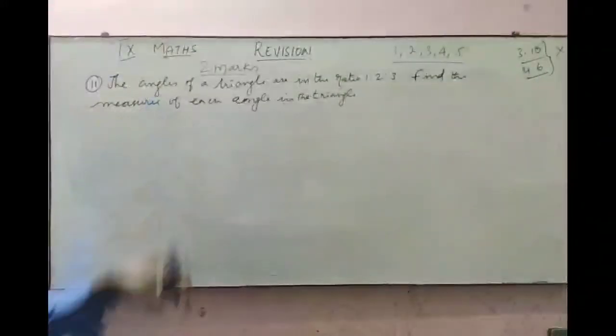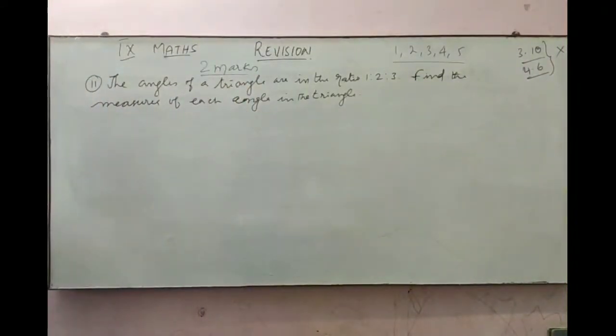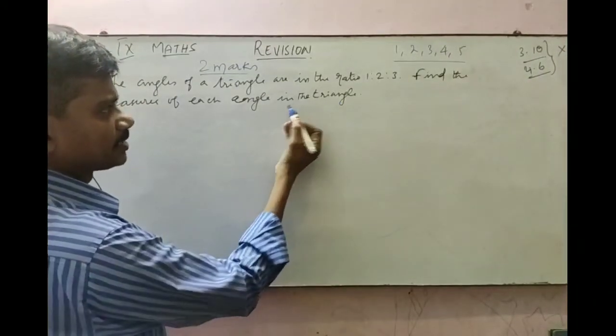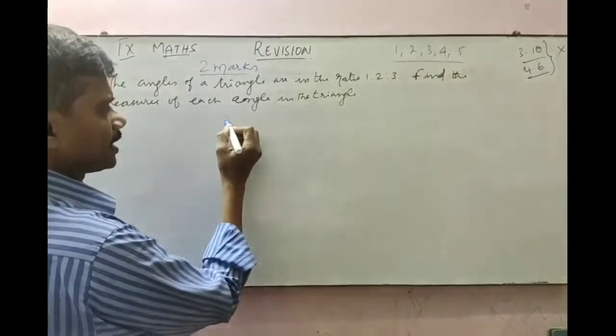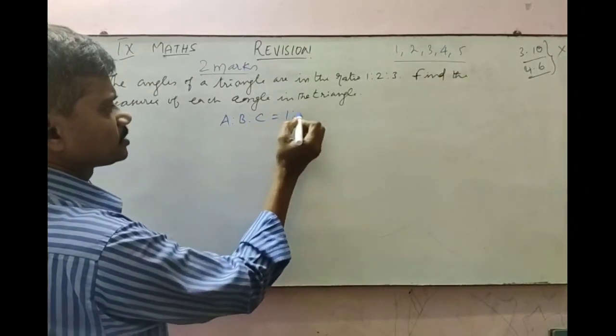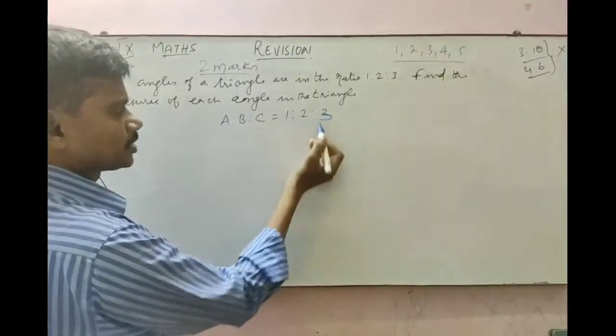Next is the 11th sum. The angles of a triangle are in the ratio 1:2:3. Find the measures of each angle in the triangle. Here in a triangle we have three angles. The angles are in the ratio 1:2:3. That is angle A equal to 1 part, 2 part, 3 part.